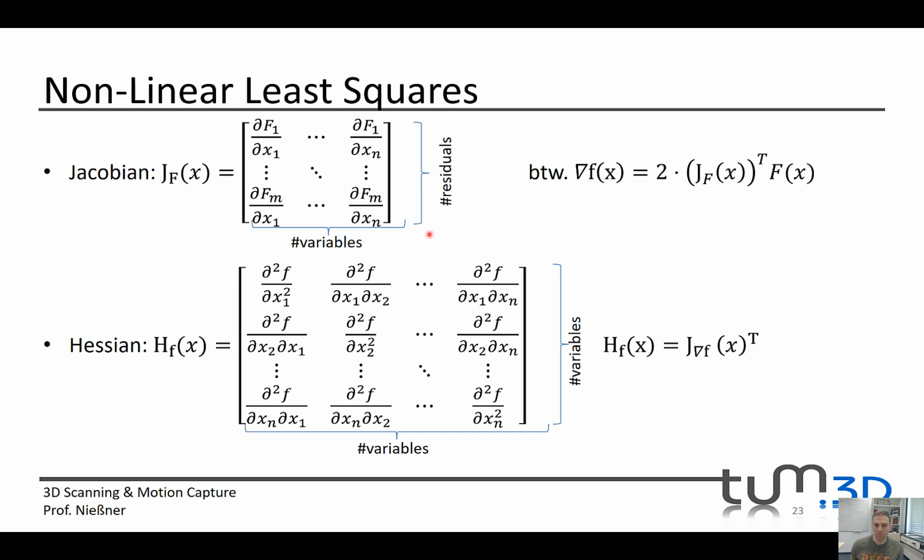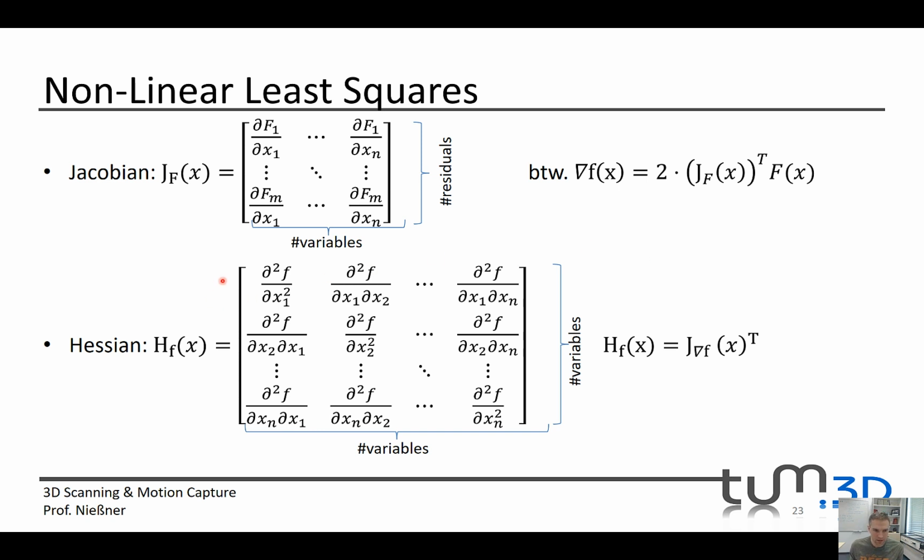And what we can do now is compute this matrix, the Jacobian, and the Jacobian gives us the gradient also, right? This is the same thing. It's 2 times the Jacobian transposed times our function. Okay, now for the Hessian, we have second order terms in it, right?